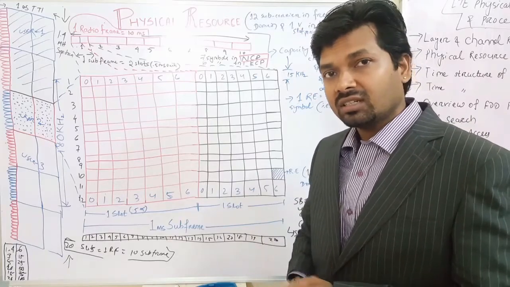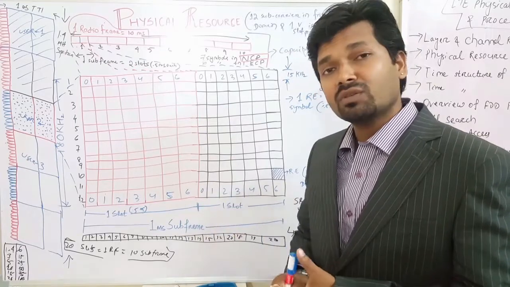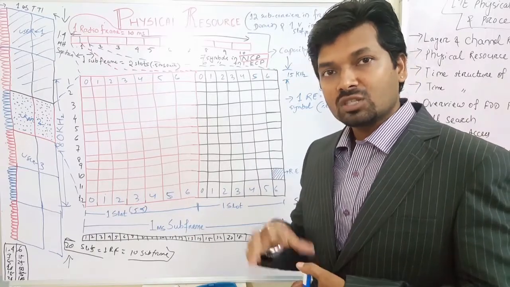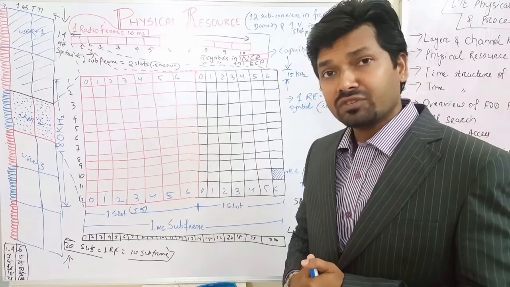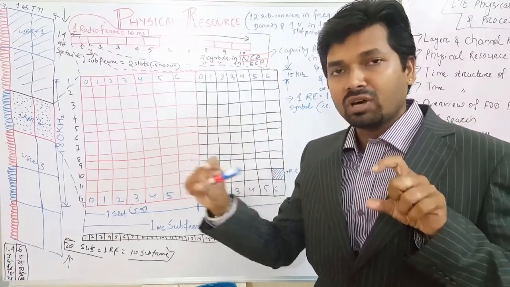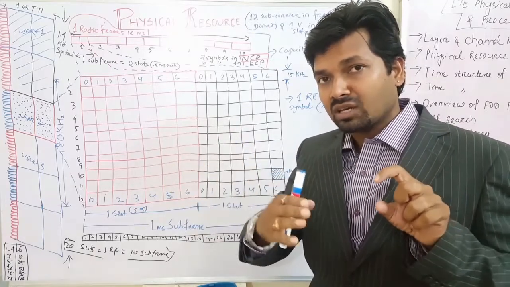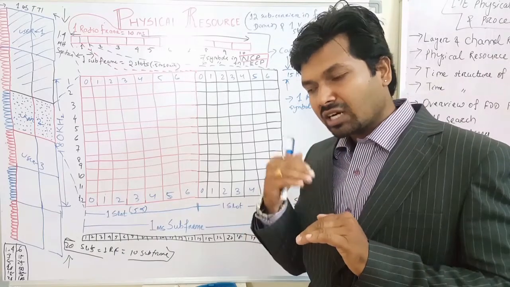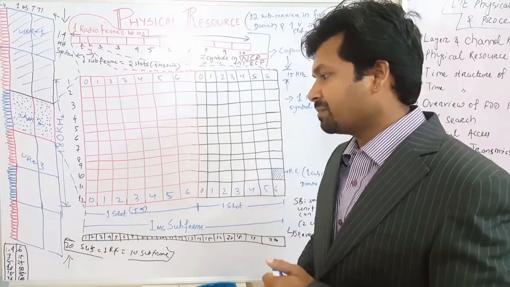But for TDD, let's say we have 20 MHz spectrum, we have a maximum of 100 resource blocks in total, wherein we have uplink frames, downlink frames, and special subframes. That is the difference between TDD and FDD. In FDD we have two different bands, one for downlink and one for uplink. But in TDD it is just one band which we share between uplink and downlink transmission, plus a special subframe to distinguish between downlink transmission and then uplink transmission.